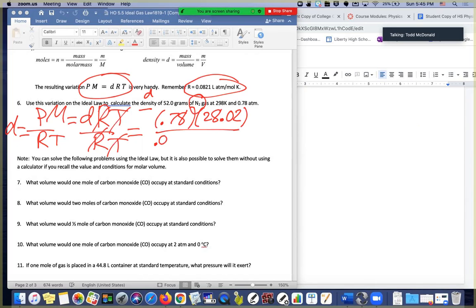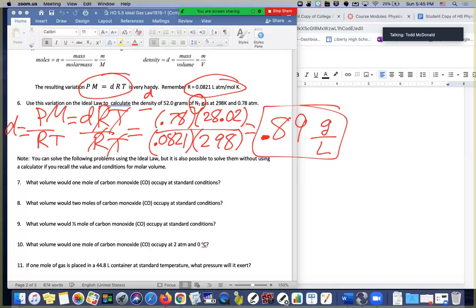And then the R value is 0.0821. And then my temperature is 298 Kelvin. So I punch all that into a calculator: 0.78 times 28.02 divided by 0.0821 divided by 298. And you're going to get, we're only going 2 sig figs here, 0.89. What are the units? Well, we're dealing with gases, so it's grams per liter. And you could probably figure that out if we went through and crossed out and looked at all the variables.